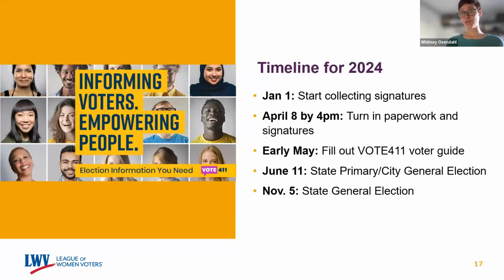And I also wanted to include this timeline for 2024. January 1st, start collecting signatures. The deadline is April 8th. Early May, fill out the Vote 411 voter guide. And then the election is June 11th. So it's a state primary and the city general election, and many of the school board races are also on that date. And then if you're in a county race, November 5th is your state general election, and that includes the county offices.